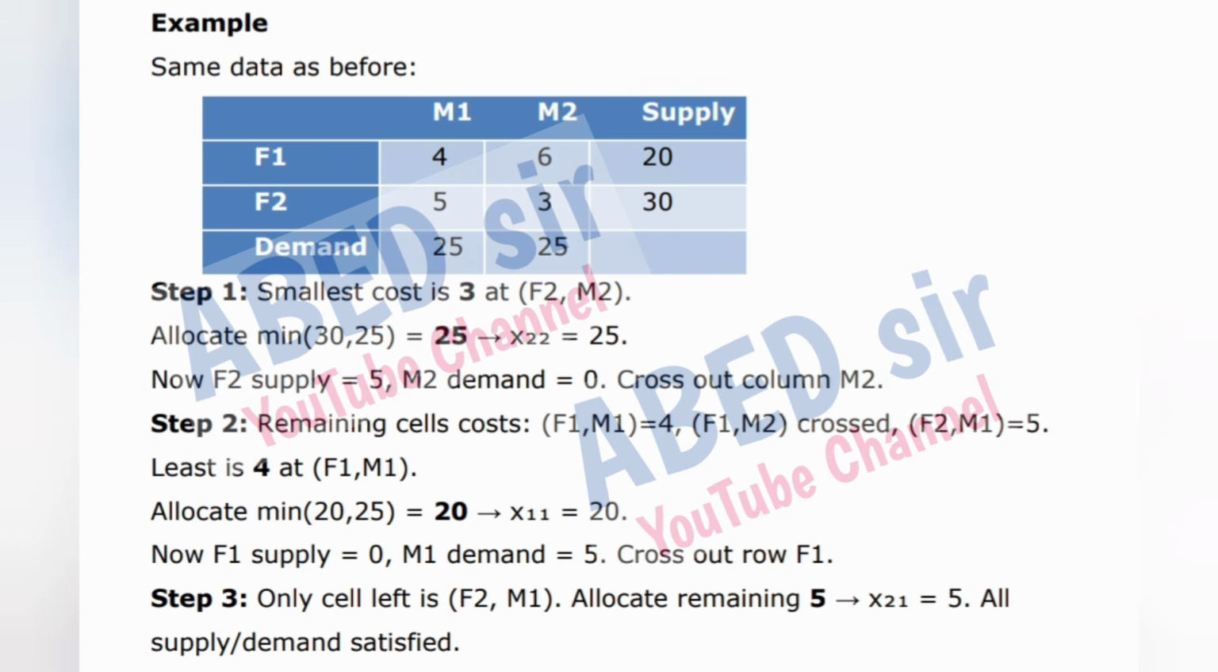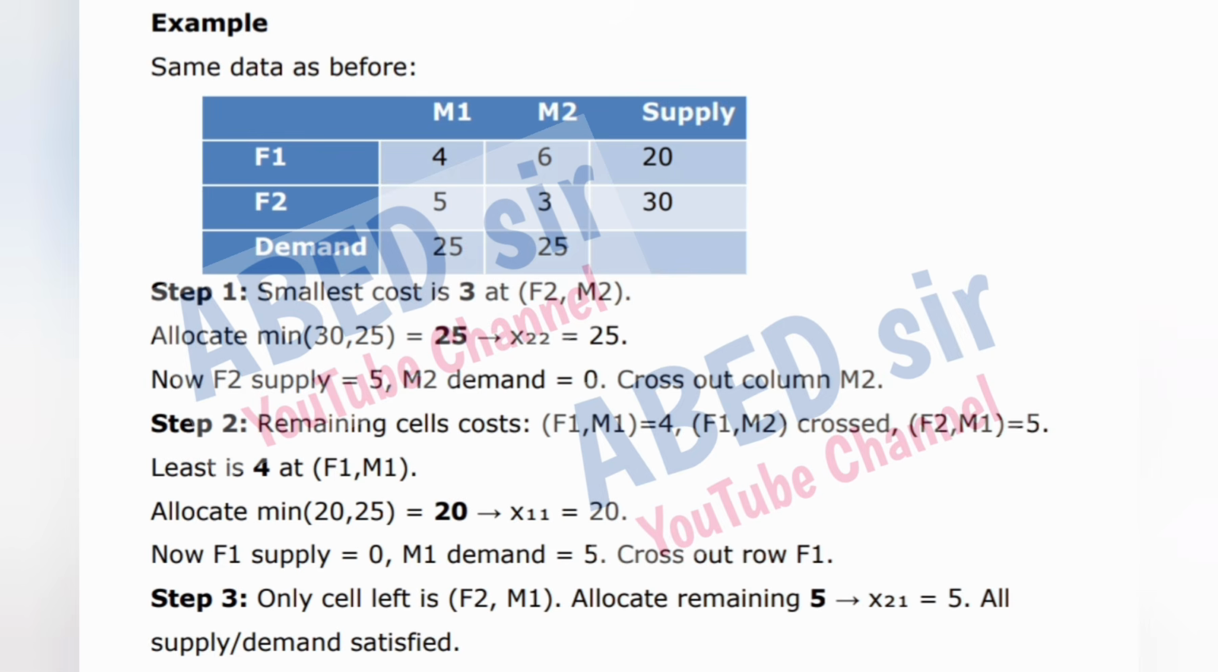Example. Same data as before. M1, M2, supply: F1: 4, 6, 20; F2: 5, 3, 30. Demand 25, 25. Step 1. Smallest cost is 3 at F2 M2. Allocate min(30, 25) = 25, so x22 = 25. Now F2 supply is 5, M2 demand is 0. Cross out column M2. Step 2. Remaining cell costs: F1 M1 = 4, F1 M2 crossed out, F2 M1 = 5.